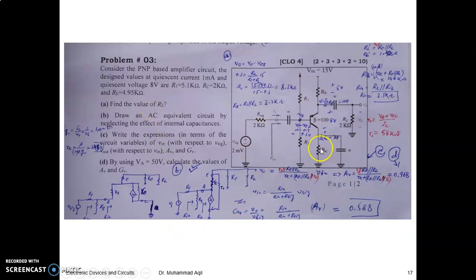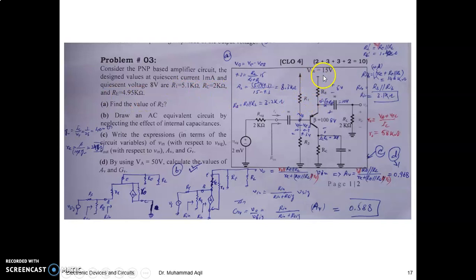To find R2, let's consider that if this amplifier is in active region, even though it is a common collector amplifier, this emitter base junction would be forward biased, right? So you have VEB equal to 0.7, right? And you have been given the value of collector current, collector to emitter voltage, emitter resistance, collector resistance, and R1, right?